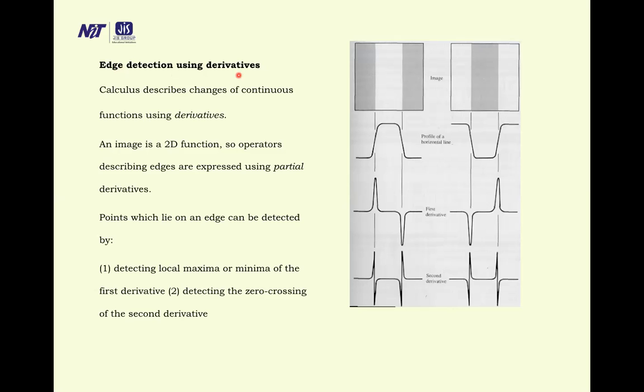Edge detection using derivatives. Calculus describes changes of a continuous function using derivatives. An image is a 2D function, so operators describing edges are expressed using partial derivatives. Points which lie on an edge can be detected by detecting local minima or maxima of the first derivative and detecting the zero crossing of the second derivative. Thus, the first derivative gives the edge, whereas the point can be identified by the zero crossing of the second derivative.